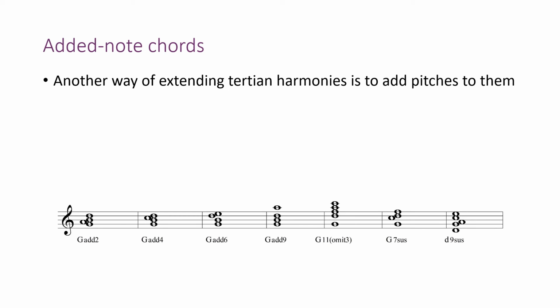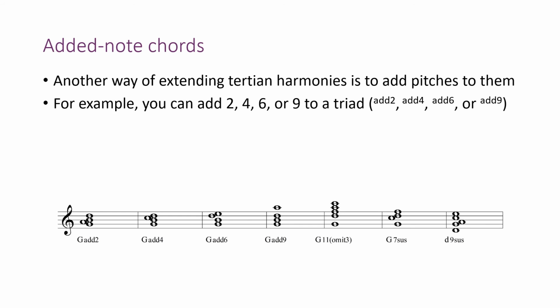So you can extend tertian harmonies by building up, stacking thirds on top, and you can also add notes to them. That's another way to extend them. For example, I could add a 2 or a 4 or a 6 or even a 9 to a triad, and that would be called an added note chord. So here's a regular G. If I add a 2 to that, see that kind of sound. Or I could add a 4 or a 6.